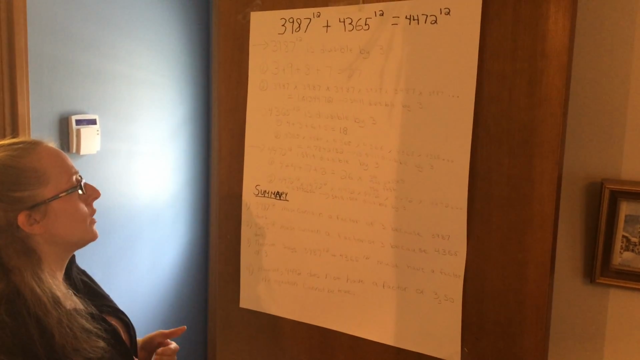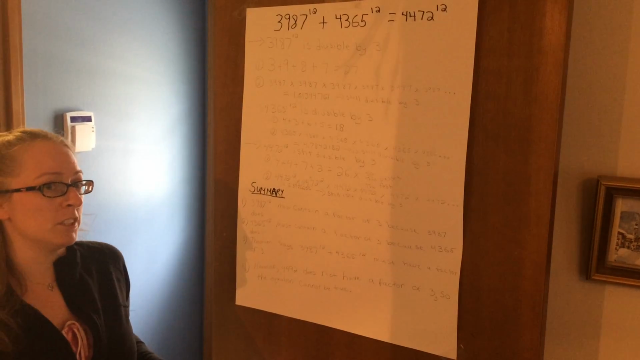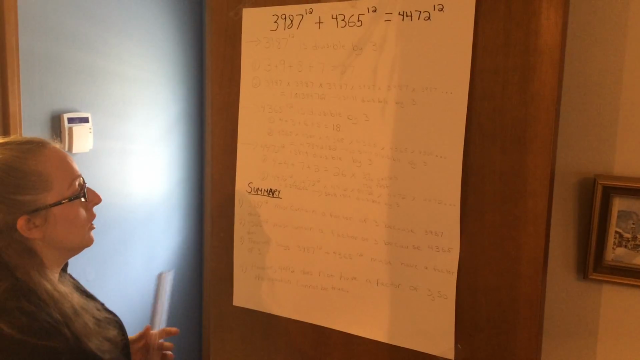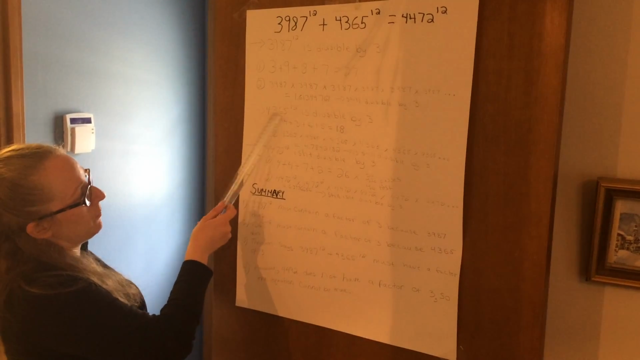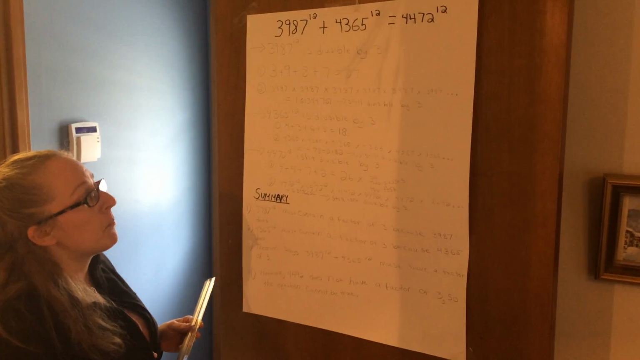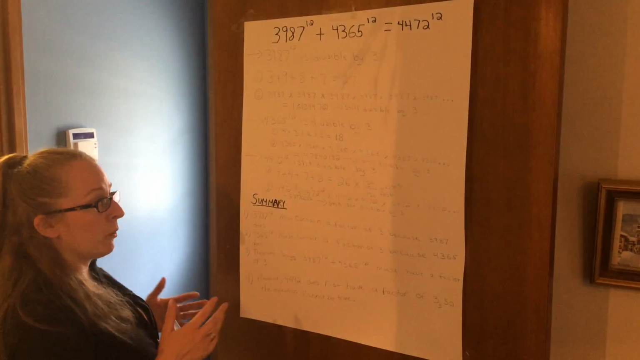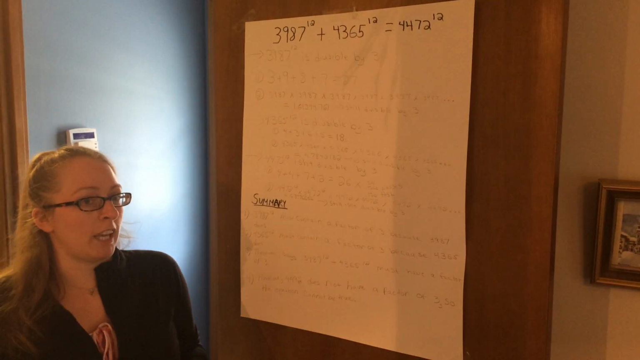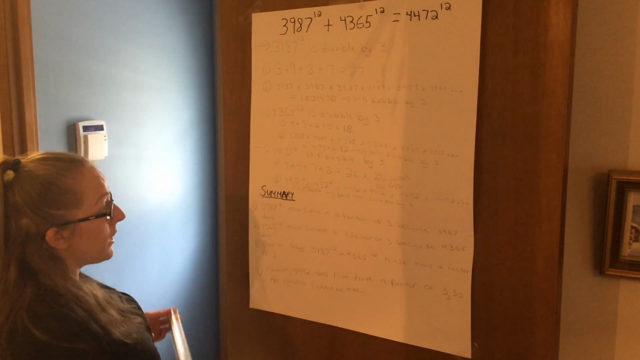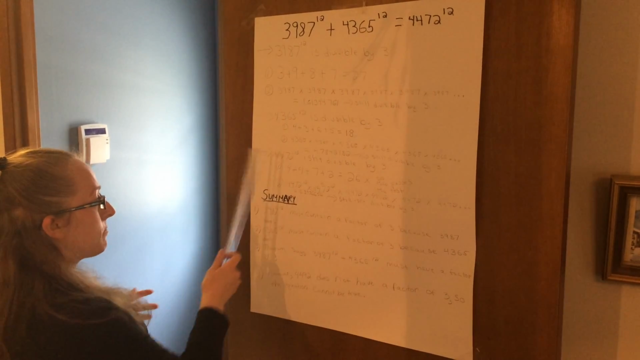Secondly, 4,365 to the power of 12 we know is divisible by 3. To prove this, we need to do the same steps again. So we're going to add these digits together. So 4 plus 3 plus 6 plus 5 equals 18. We know that 3 times 6 equals 18. So this proves our point that 4,365 to the power of 12 is divisible by 3.